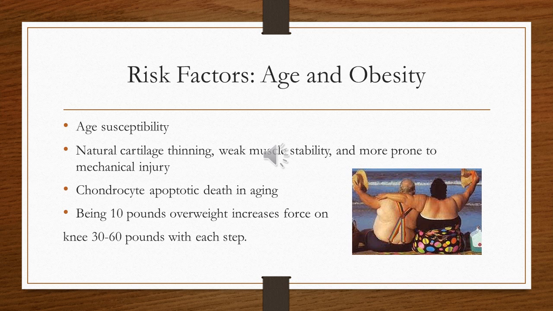Knee osteoarthritis risk factors are age and obesity. It is usually the elderly who are most susceptible here, due to natural cartilage thinning, weak muscle stability, and they are more prone to mechanical injury. It is also known that chondrocytes die as one ages, which decreases the ability of the extracellular matrix to produce articular cartilage. And in terms of obesity, there's a statistic saying that being 10 pounds overweight increases force on the knees 30 to 60 pounds with each step.